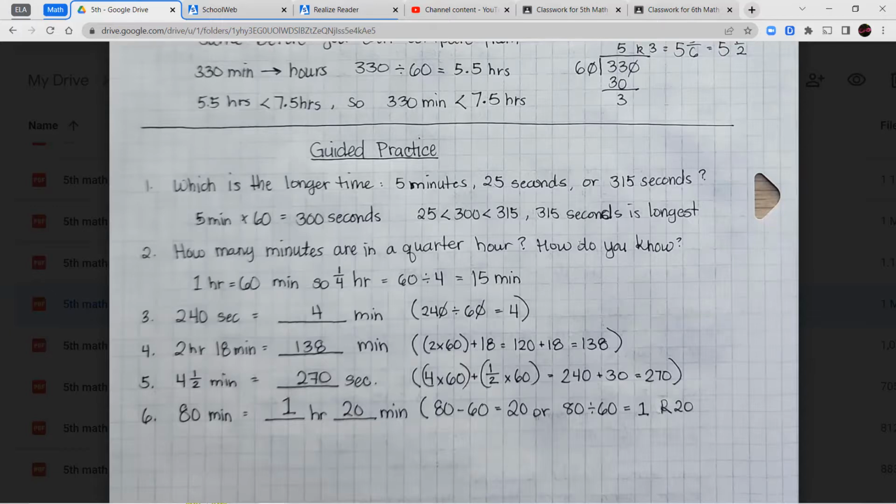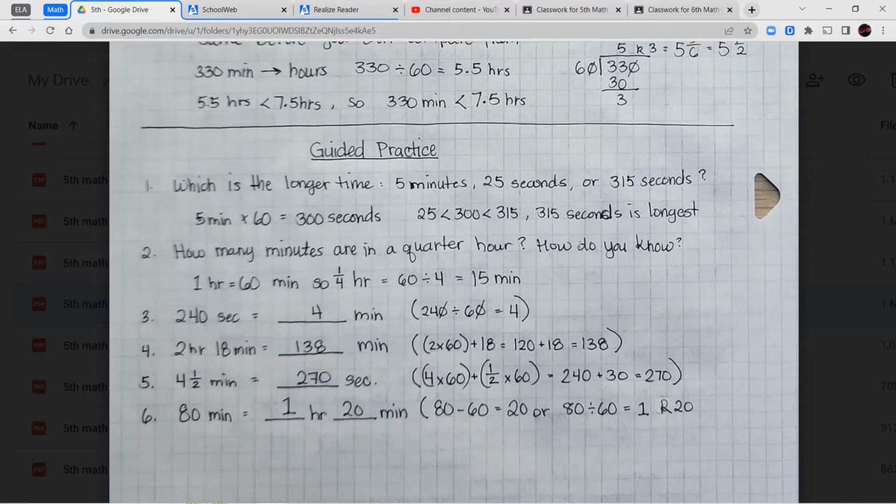Number 5, we have 4.5 minutes that we want to convert into seconds. So when we're moving from a bigger unit to a smaller one, we're going to multiply. So 4 1/2, I'm going to do the 4 times 60 to give me how many seconds are in 4 minutes. So 4 times 60 plus half times 60 for the half minute. Now 4 times 60 is going to be 240 because 4 times 6 is 24 plus that 0. And half of 60 is going to be 30. So 240 plus 30 is going to give me 270 seconds in 4.5 minutes.